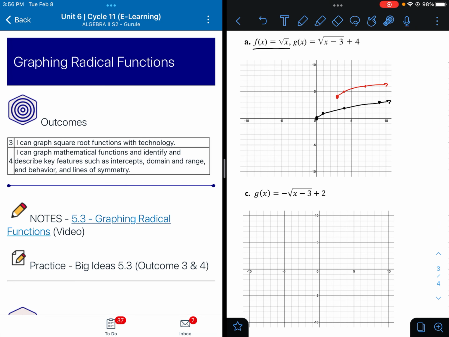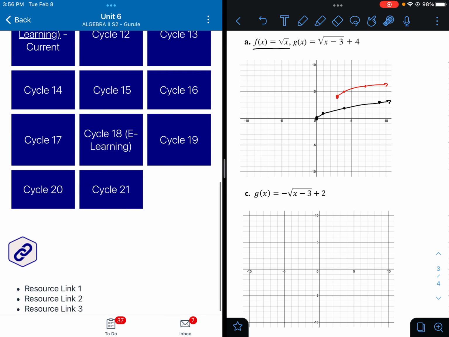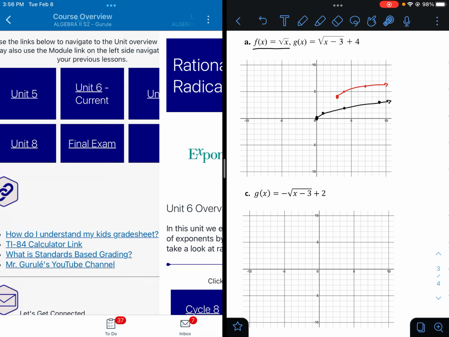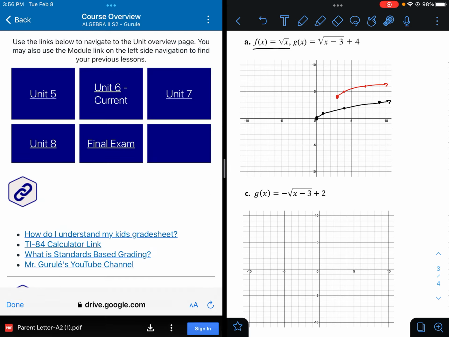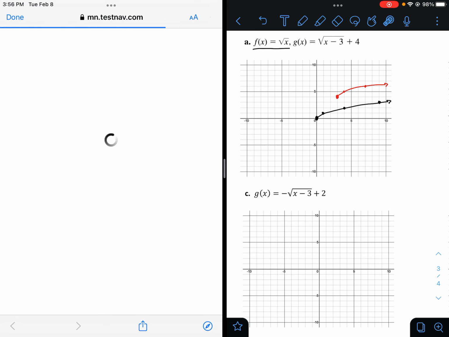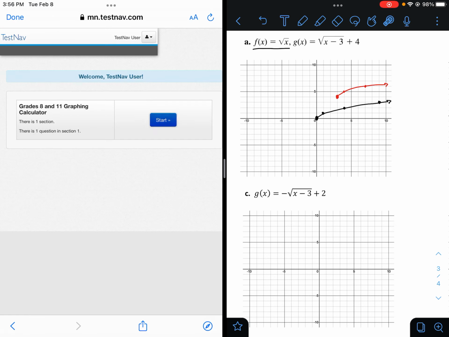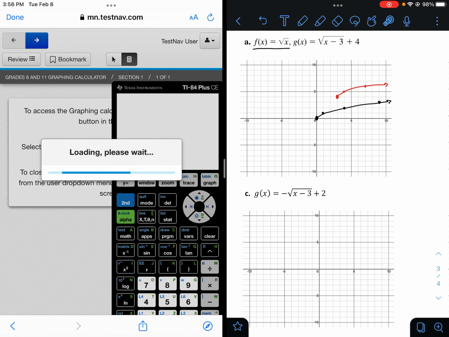Why is this not working? There we go. Let me go back. Home. My TI-84 calculator. That's not what I wanted. There we go.